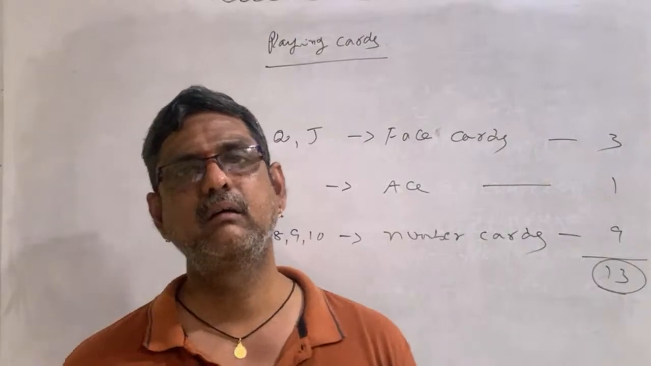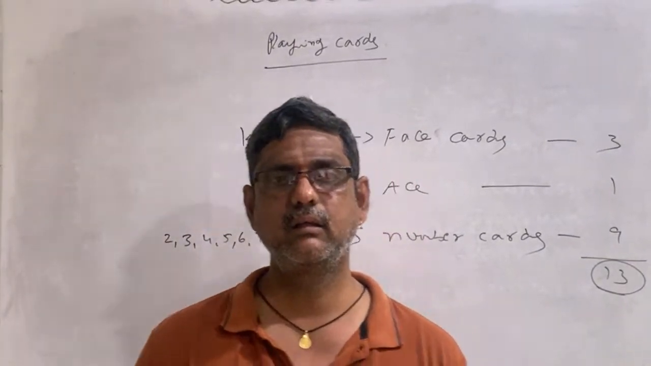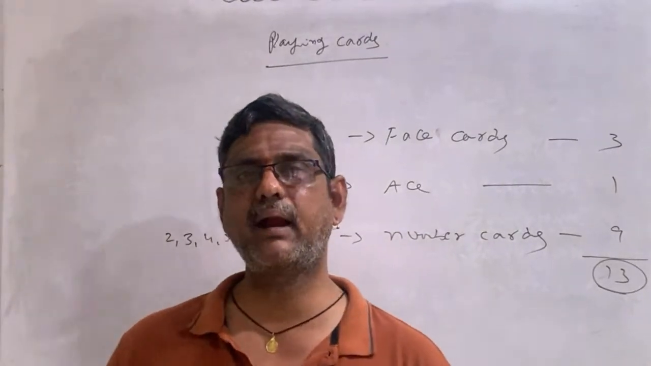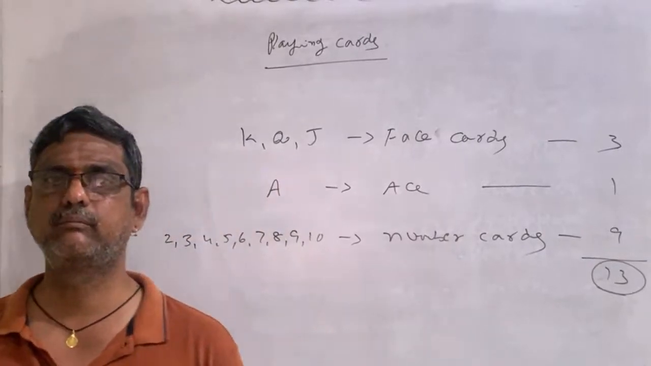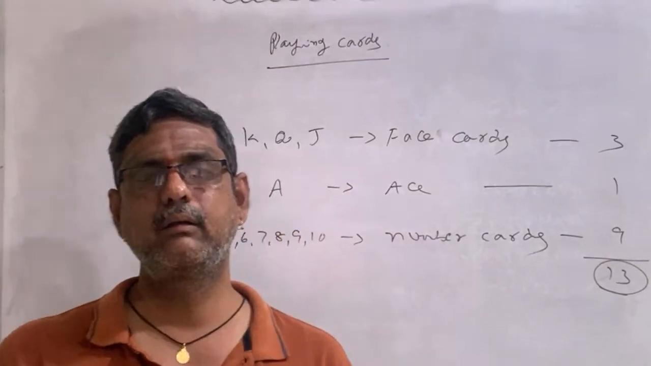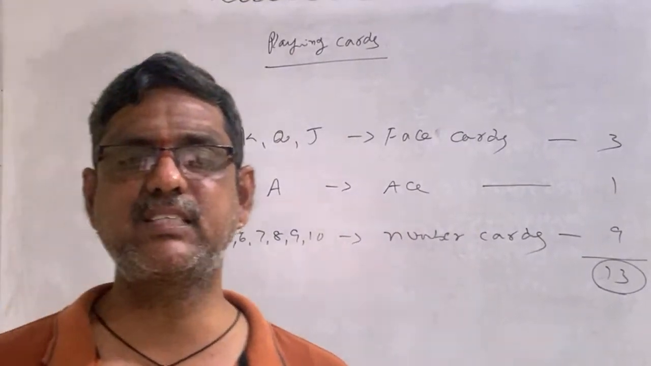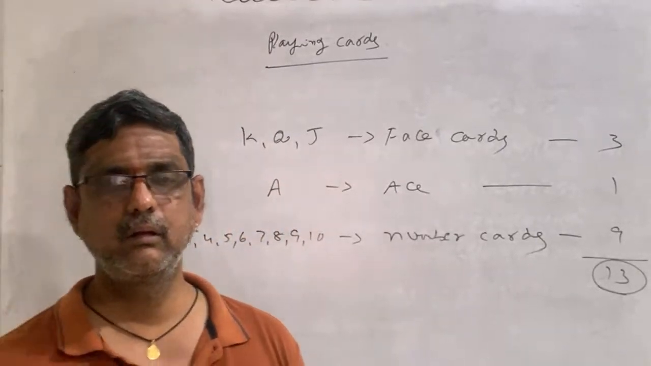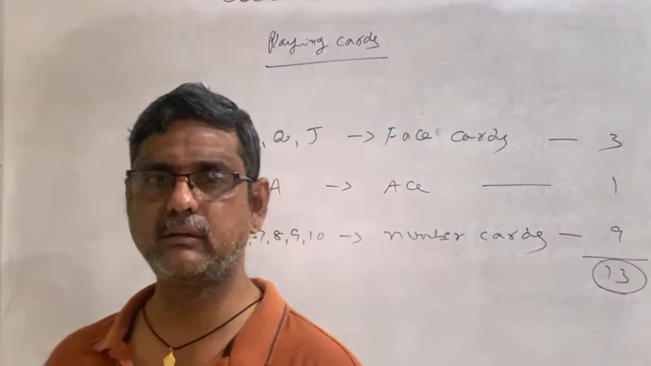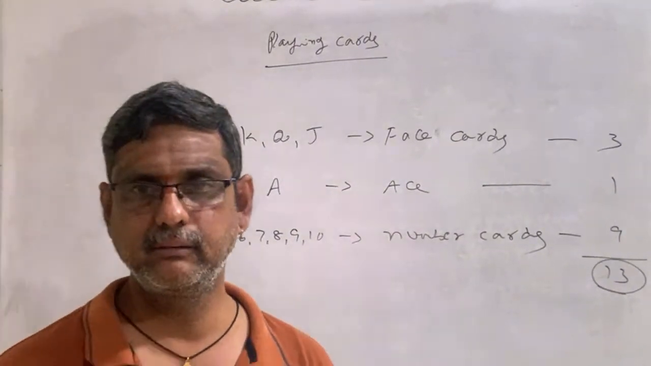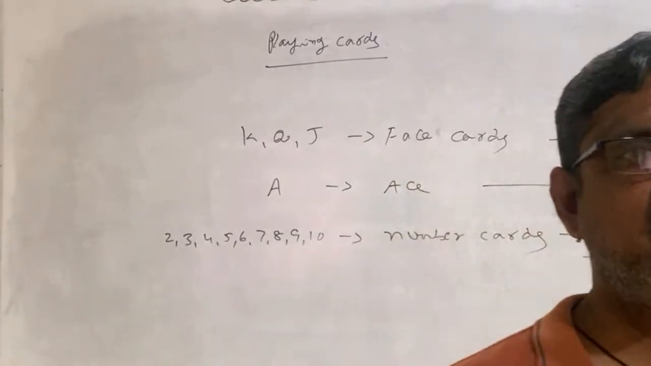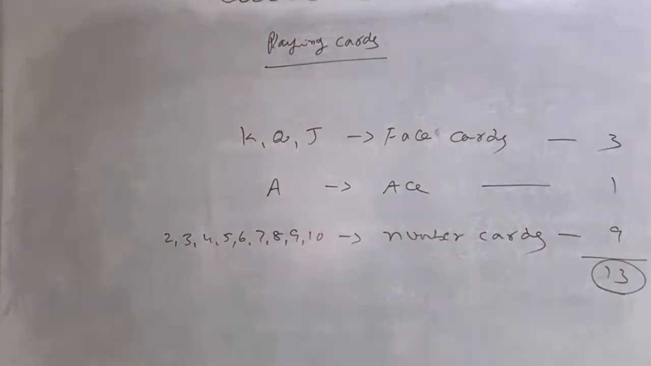For this event, how many favorable outcomes are there? 12. And what is the total number of possible outcomes? Yes, favorable outcomes 12, possible outcomes 52. Very good. Then what is the probability of getting a face card? 12 by 52. Very good. 4 threes are 12, 4 thirteens are 52, so it is 3 by 13. Probability is 3 by 13, not 12 by 52. Okay?